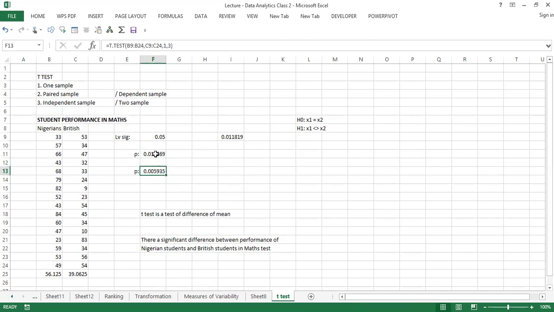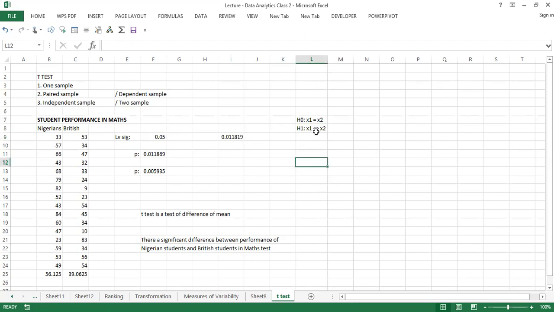This is our p-value in this case. So we can see that the p-value is lower than alpha, the level of significance. So we are going to reject the null hypothesis. What are we rejecting? This one, right? This is the null hypothesis, isn't it? Yes, sir. That the British and Nigerian students have the same performance. Exactly. That's the one we are rejecting now, which means they are not equal.